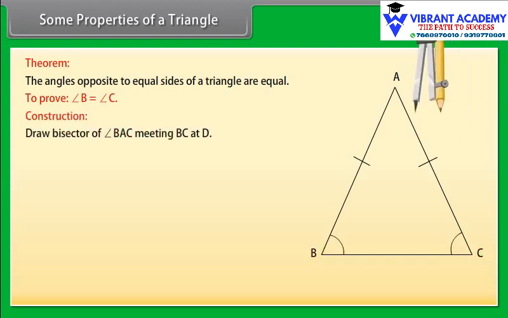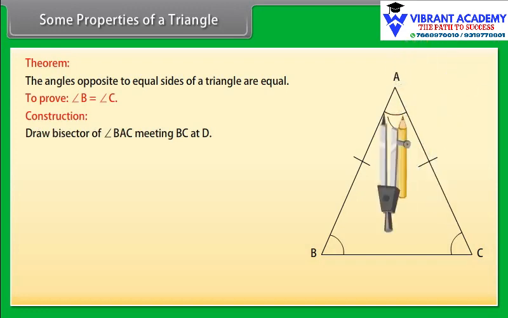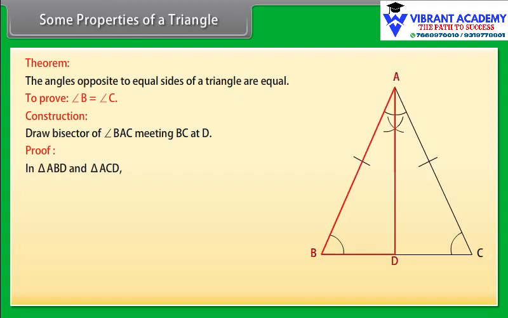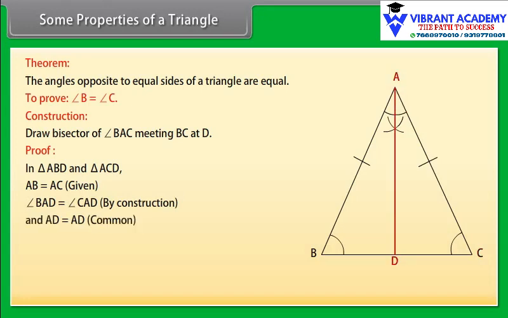Construction. Draw the bisector of angle BAC meeting BC at D. Proof. In triangle ABD and triangle ACD, AB is equal to AC is given. Angle BAD is equal to angle CAD by construction, and AD is equal to AD, common. Therefore, by SAS rule, triangle ABD is congruent to triangle ACD. Hence, angle B is equal to angle C.